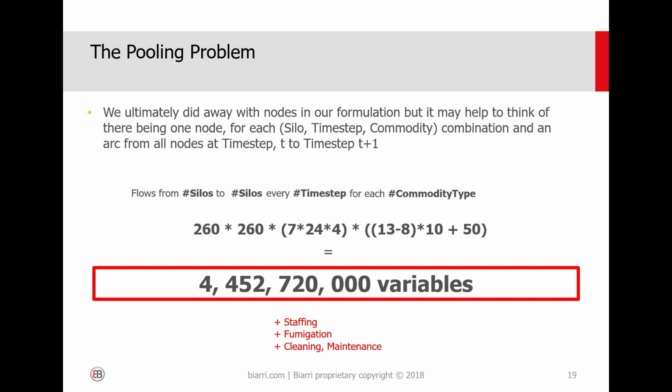So what does this problem look like? How big does it get? How big can this practical problem get? It can get this big. So again, doing away with nodes in our formulation and thinking of silos, time steps, and commodity types, what do we have?